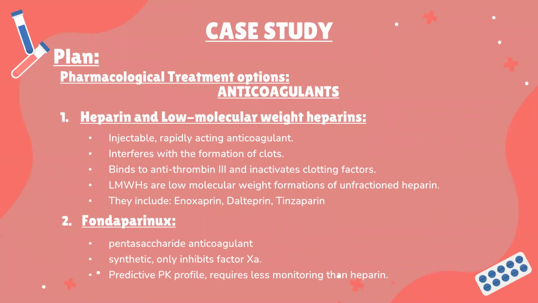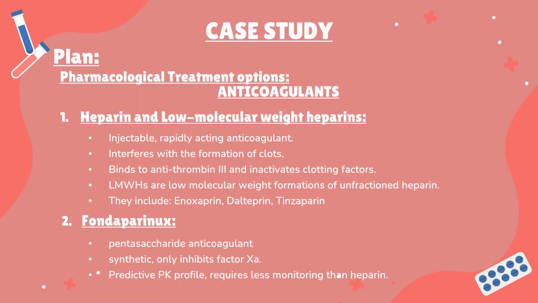Moving on to our pharmacological treatment options, we have anticoagulants and we have thrombolytic agents. In anticoagulants, we have heparin and low molecular weight heparins as well as fondaparinux, and we have warfarin. Heparin is injectable and it is a rapidly acting anticoagulant, whereas fondaparinux is also an injectable pentasaccharide anticoagulant, but it is more predictable in pharmacokinetic profile. So it needs less monitoring than heparin.